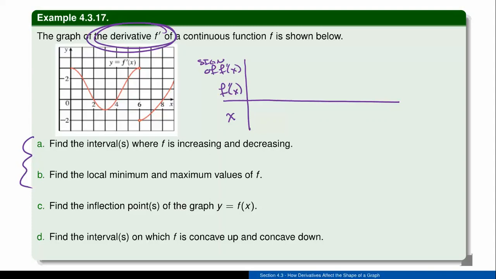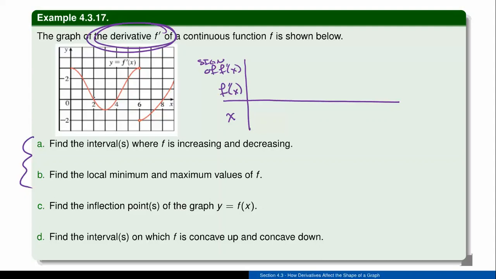So I still want to identify critical points. I want to test those critical points, look at a few points to the left and to the right, see where this is going to be increasing or decreasing, and then identify: if it's switching from increasing to decreasing, I'm going to have a max, and if it's going from decreasing to increasing, I am going to have a min. So I know that critical points occur when my first derivative is 0 or my first derivative doesn't exist.